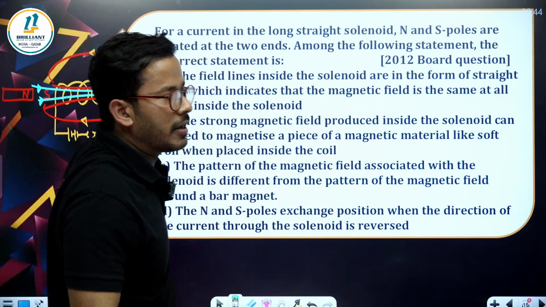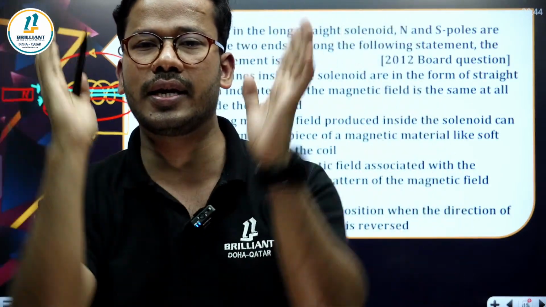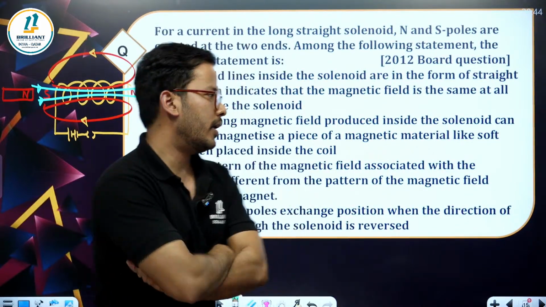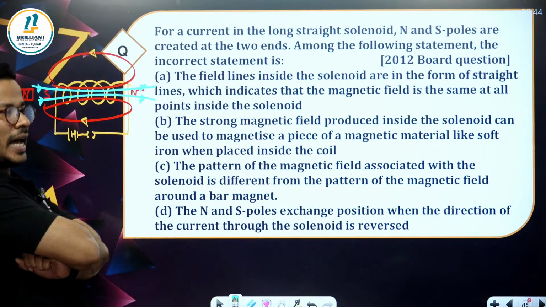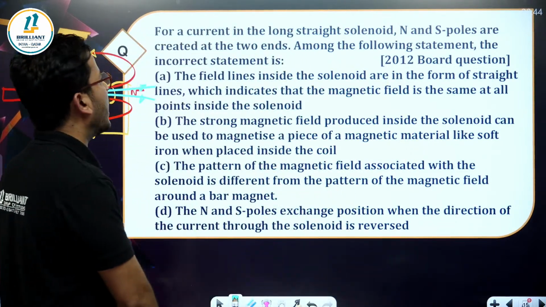So there you go. Isn't it similar to a bar magnet? Tell me yes or no. You're going to tell yes, sir. The magnetic field of the solenoid looks exactly like the magnetic field of a bar magnet.